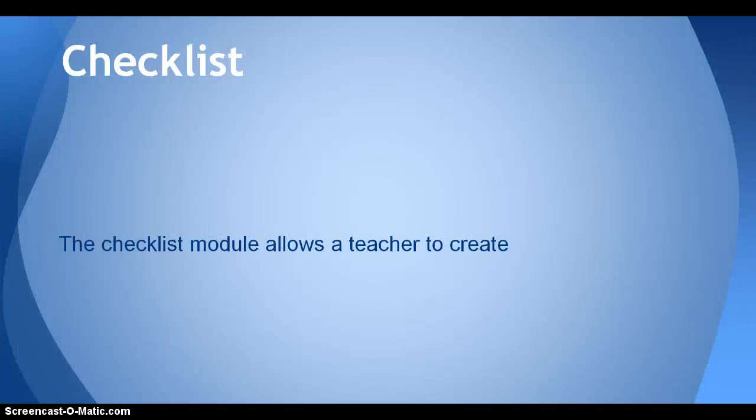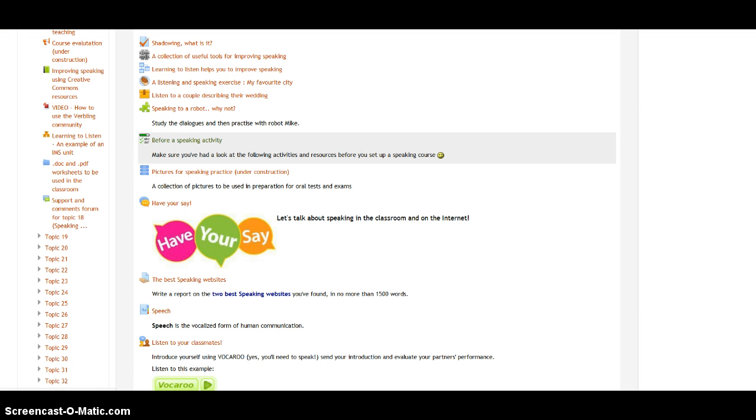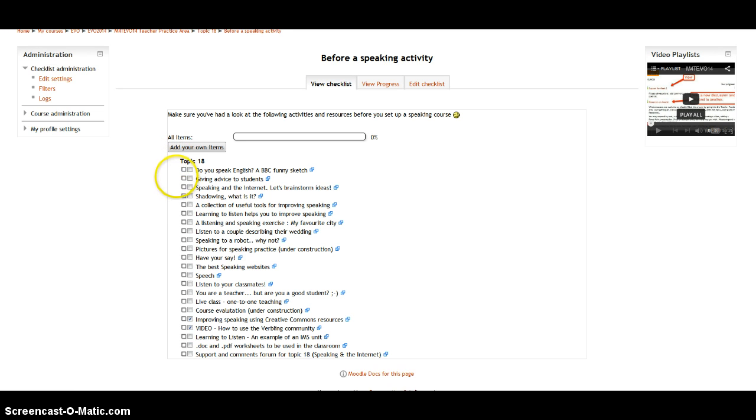The checklist activity allows a teacher to create a checklist, a to-do list, and a task list for the students to work through. Very effective if you want, for example, your students to work in preparation for an exam or before a test, in my opinion. Here is the checklist. This is the icon, and this is the description displayed on the course page. And here what the checklist looks like.